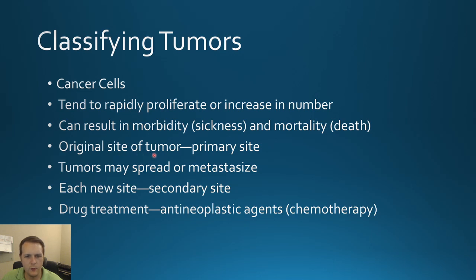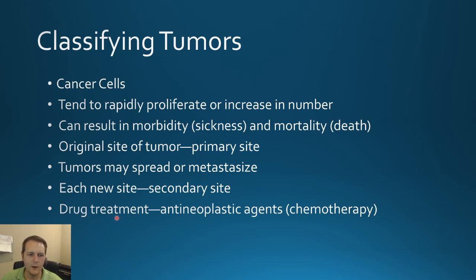We also classify by the original site of the tumor, or where it came from initially. Say, for instance, it came from the breast tissue, and then it spreads or metastasizes. Maybe you'll find those mutant breast cells somewhere else within the body at a new metastasis. Every new site, other than the primary, is considered a secondary site. And then we'll also talk about, based off the type of cancer it is, what kind of drug treatment we're going to need for this.